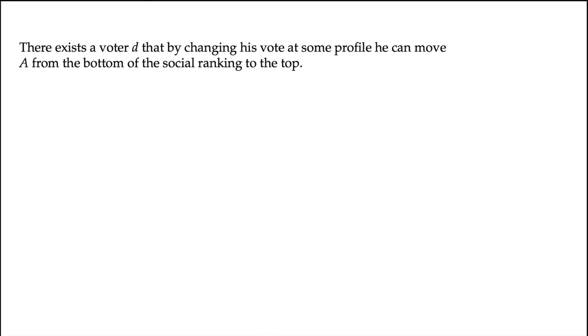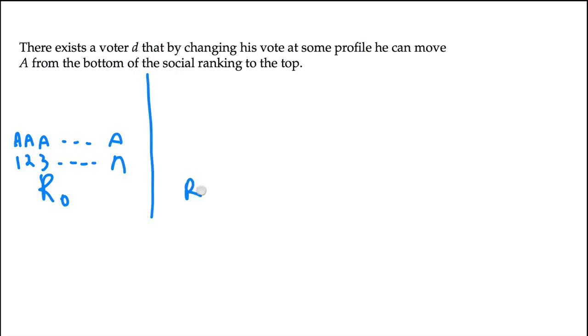Here's the argument. Let's look at a series of profiles, starting with R0. R0 is going to have all of our voters, 1, 2, 3, up to N, rank candidate A at the very bottom. So they all rank A at the bottom. Then we move on to the next profile in our sequence, R1. What we're going to do is have voter 1 move candidate A from the very bottom to the very top of the ranking. So voter 1 now ranks A at the very top of his ranking, while everybody else keeps A at the very bottom of their ranking.